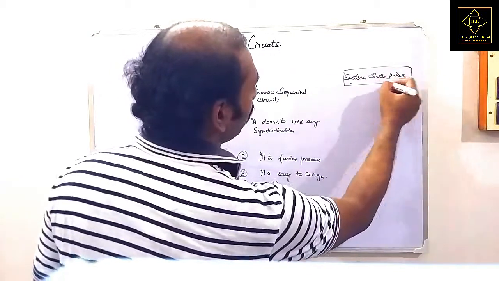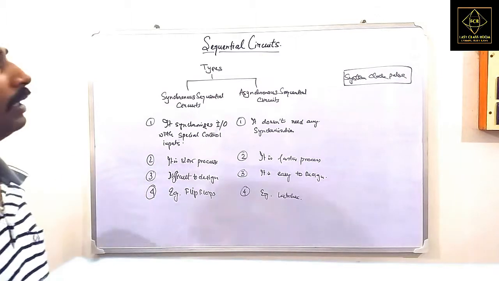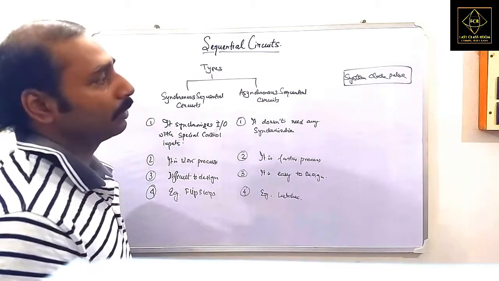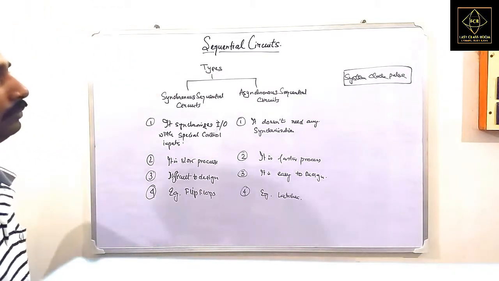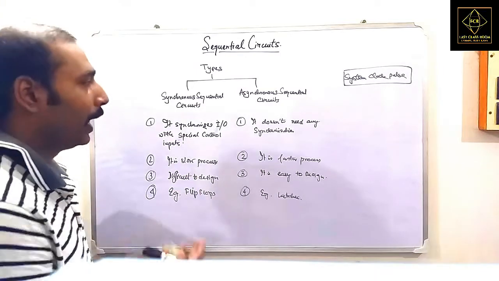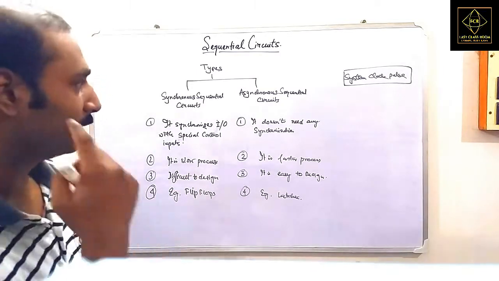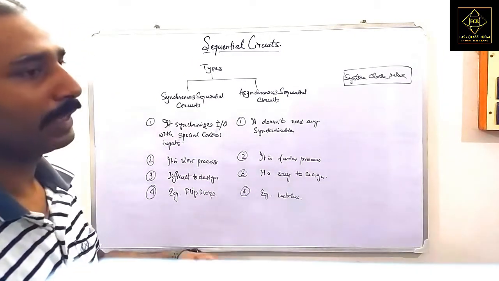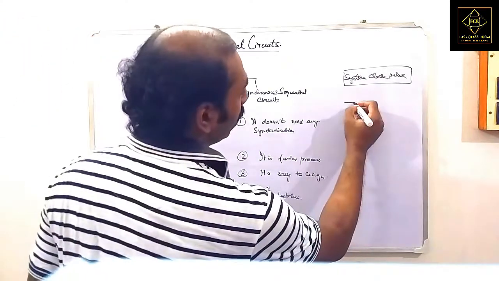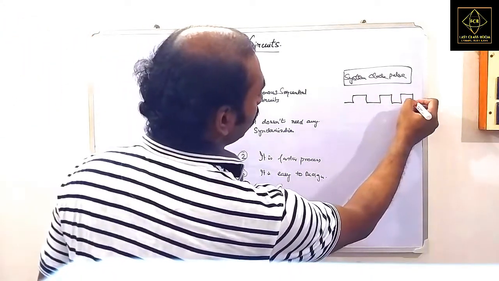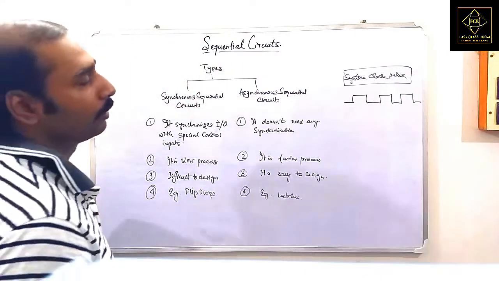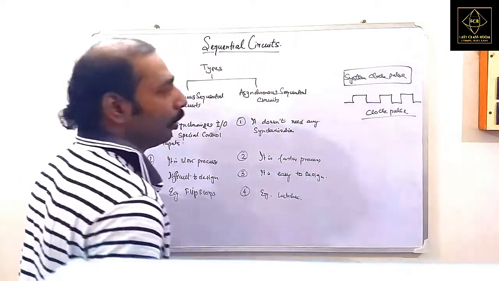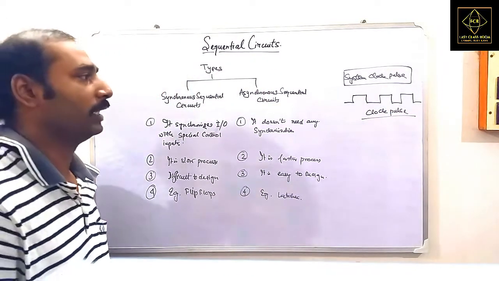Okay, these special inputs are the system clock pulse or system clocks. Now, why do we use these? Since we are studying digital electronics, we know that any signal we pass is a square wave, right? This is what we know as a clock pulse, or clock signal, you can say either.